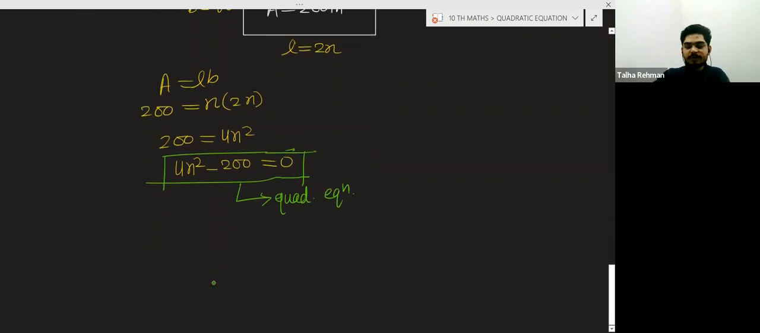If you want to solve it, okay, Azaan, do you know how to solve the quadratic equation? Yes, sir. Okay, so how will you solve it? We can take 4 common. So it will become x square minus 50.